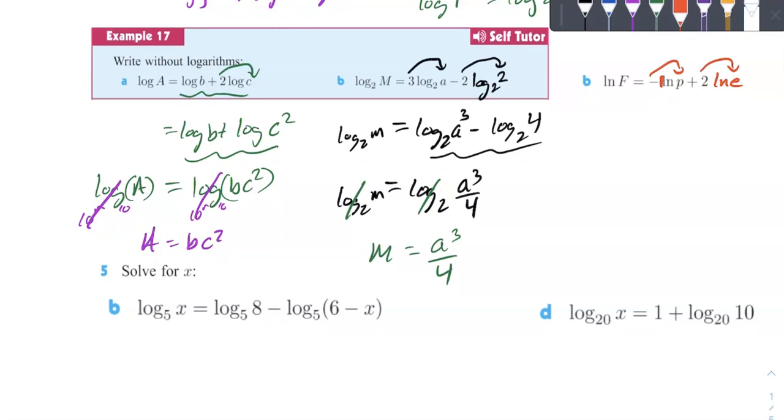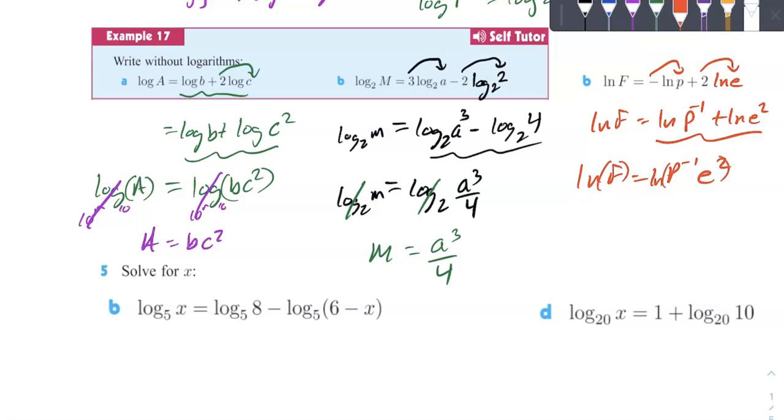So it's like that. It's hard to see. Anyway, natural log of f equals natural log of p to the -1 plus natural log of e squared. Plus means multiply, so natural log of f equals p to the -1 times e squared. Oops. Forgot the natural log. And now, essentially we're taking the e to both sides, but these cancel out, and you get f equals p to the -1 e squared, also known as e squared over p.